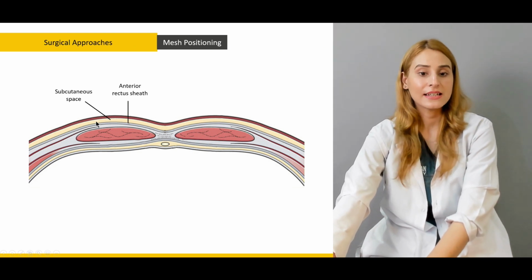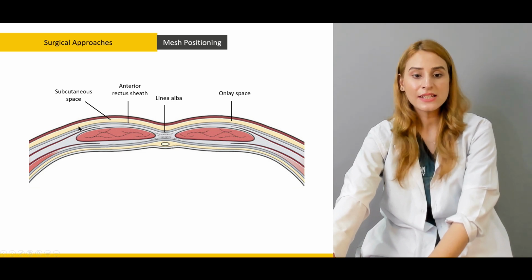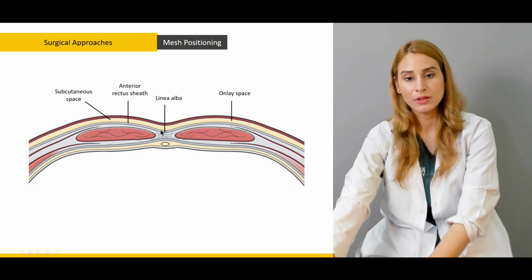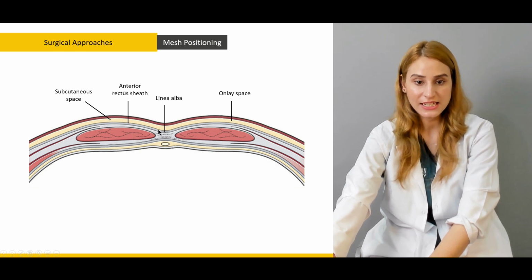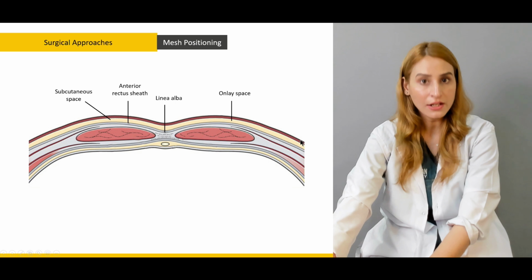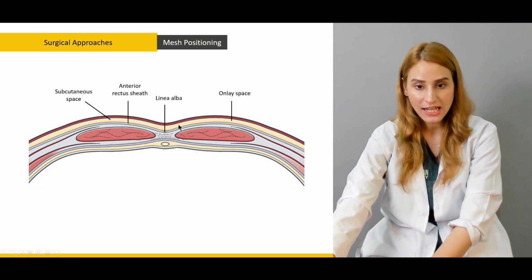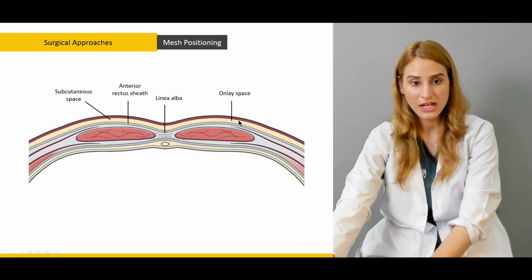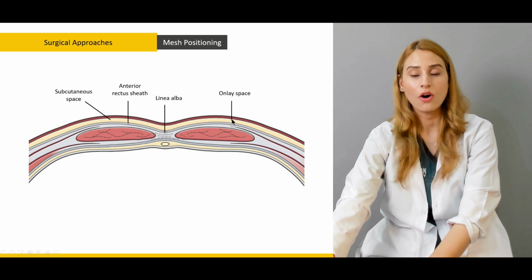Sometimes you place, and this is the anterior rectus sheath, this is the linea alba, this is the onlay space. You can say that the defect is in the linea alba. This is the point of the defect. And you have the subcutaneous space, and you place this mesh in this subcutaneous space. This approach is called the onlay space, because you are placing the mesh over the defect. So if the defect is in the linea alba and you are positioning the mesh in the subcutaneous space, this is called the onlay space.